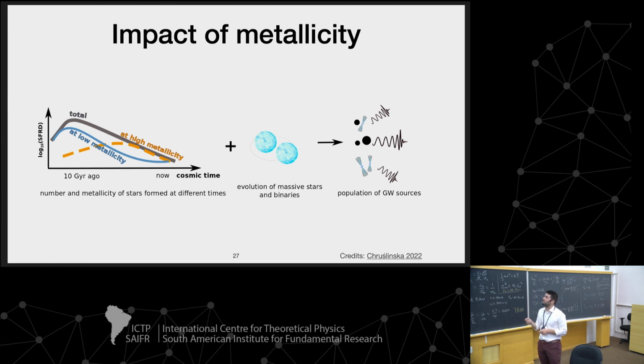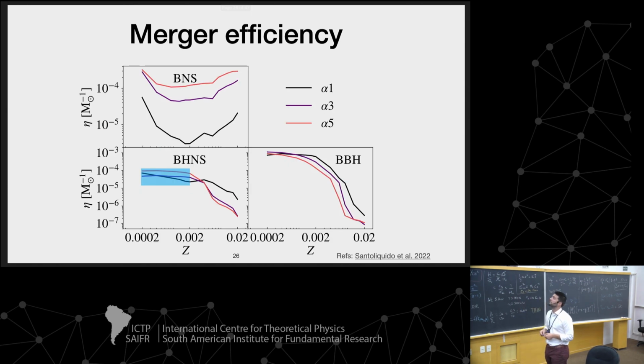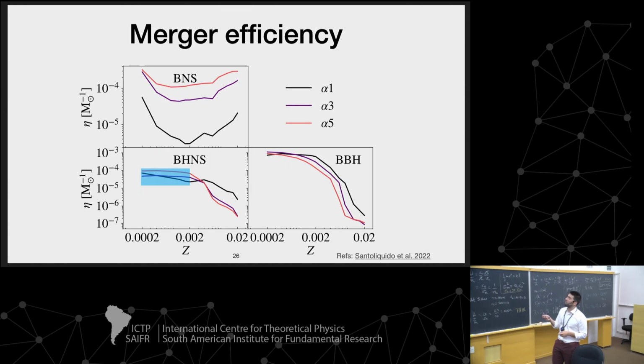This sketch combines what I just said. If you look at the total star formation rate with the black line, at high redshift you have the majority of galaxies at low metallicity. This is going to be clear. Oh, sure. Thank you for that. I completely forgot to comment on this.